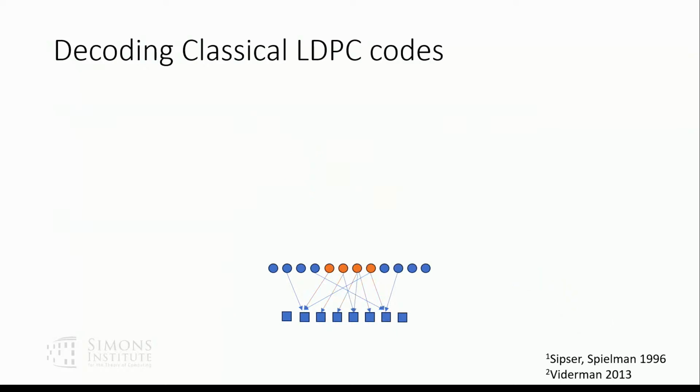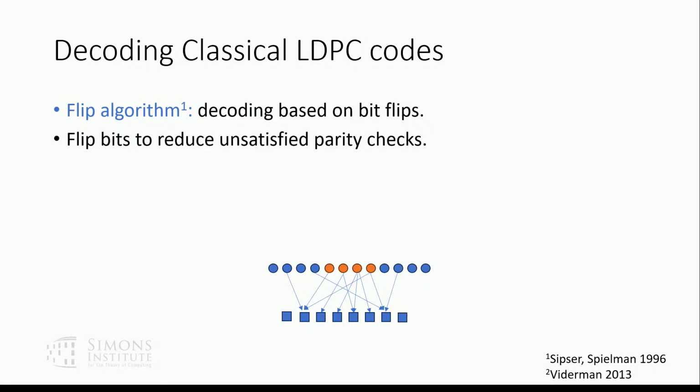So if we want to decode a classical LDPC code, there is a very standard algorithm called flip by Sipser and Spielman. And the idea is that you use bit flips to reduce the number of unsatisfied parity checks. So you have some word. It's not a codeword. There is some error. And this means that there are some parity checks which are unsatisfied. So what this algorithm does is it checks if you can flip 1 bit to reduce the total number of unsatisfied parity checks. And it continues to do it until all the parity checks are satisfied. And what they showed is that if the error is small enough, then this process works and stops, and you can correct all of the errors.